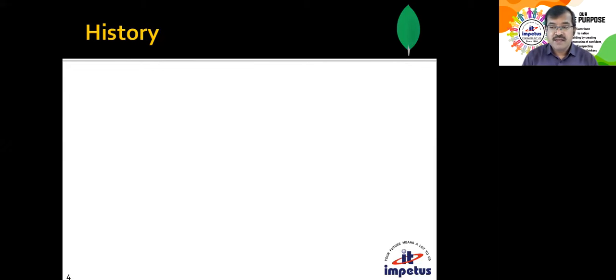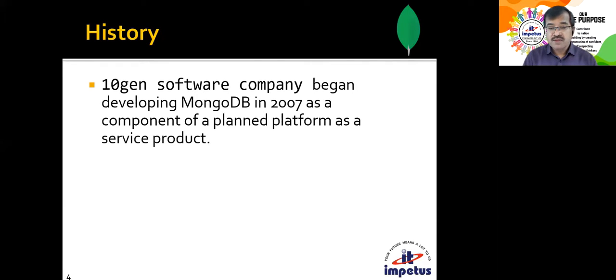Now a brief history, like we always do with any technology that we learn. So a brief history of MongoDB as well. There was a software company called 10gen that began developing MongoDB way back in 2007 as a component of a platform as a service product. Now PaaS, platform as a service, is a very hot term nowadays.